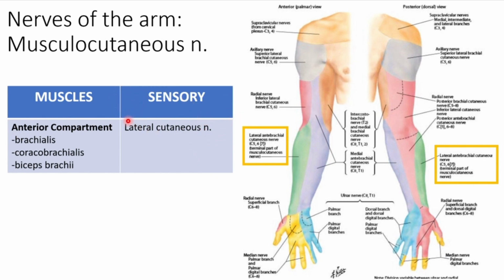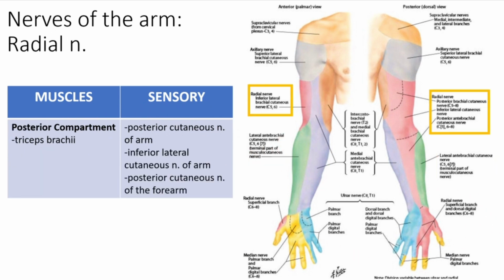It innervates the muscles of the anterior compartment of the arm and also provides sensory innervation. The radial nerve innervates muscles of the posterior compartment of the arm, that single muscle being the triceps brachii. The cutaneous innervation of the arm is supplied by the radial nerve and the medial cutaneous nerve of the arm.